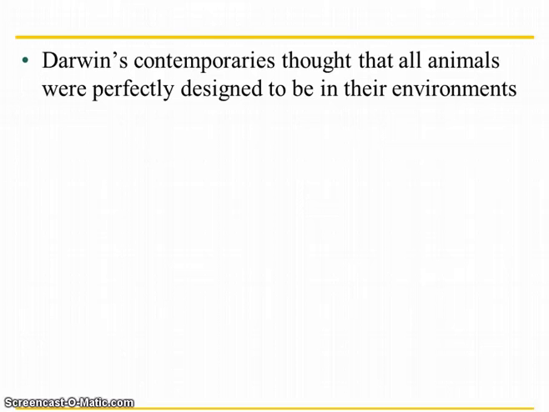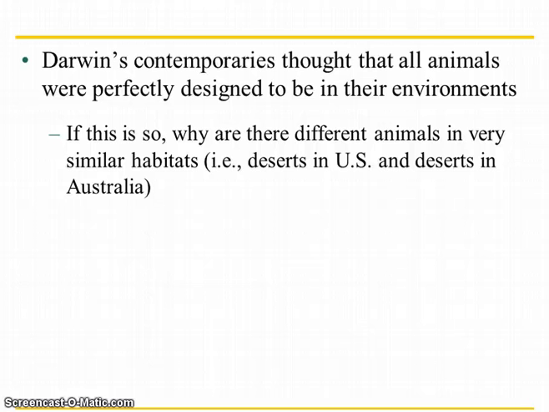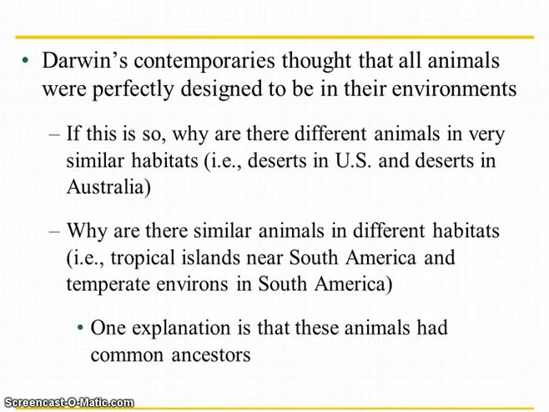One problem other individuals had with Darwin's idea is that they thought the animals that were in their environments were perfectly designed to be there. But that's not true. You've got different types of animals in similar habitats. Australian desert animals look very different than the United States animals. And then there are similar animals in different habitats. The explanation is that the animals in similar areas had common ancestors, whereas those in similar habitats in different areas don't have as common of ancestors.